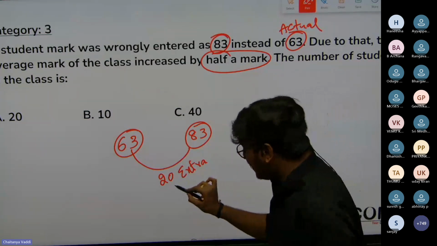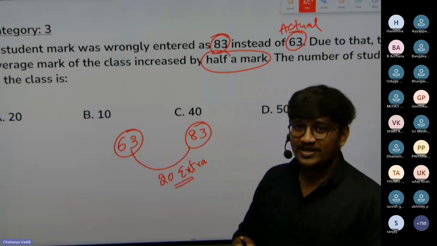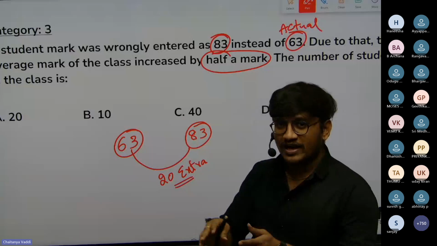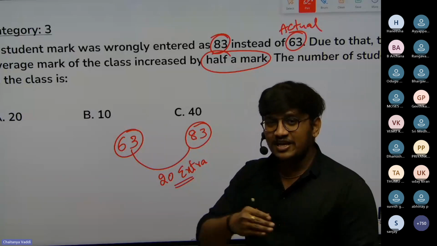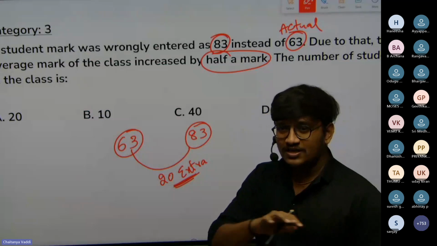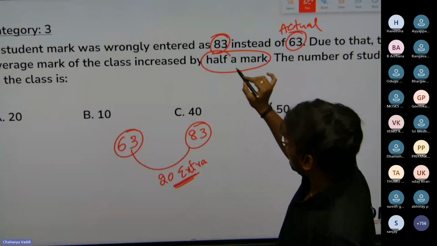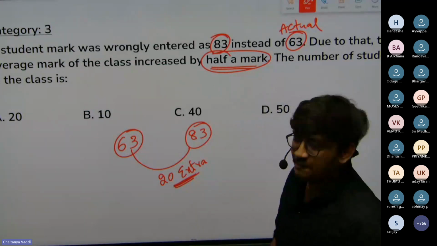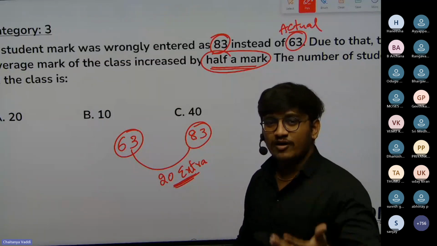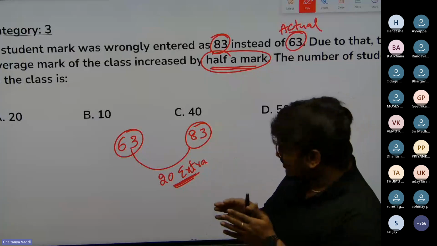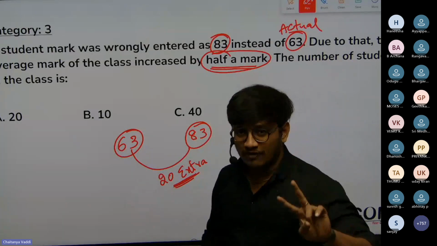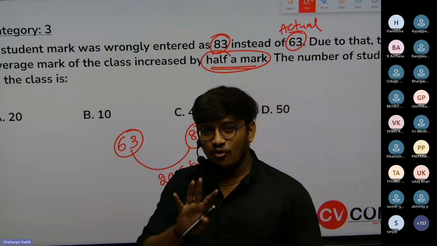These 20 extra chocolates, he cannot eat by himself, so he should distribute them to everyone in the class. That's what average means. Average means equal distribution. Now this 20 extra chocolates, he will give to all his friends in the class, so that results in an increase of half a mark. Now in these 20 chocolates, how many halves can we make? If we have 1 chocolate, we can make 2 halves, correct? If we have 2 chocolates, 4 halves we can make.